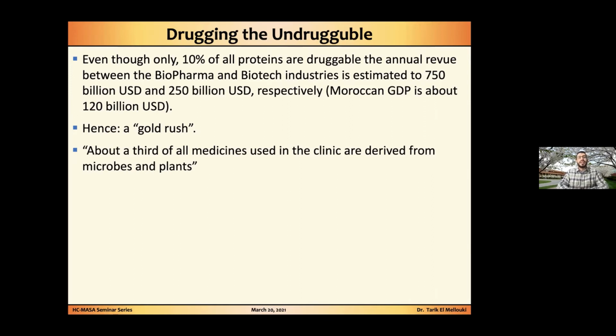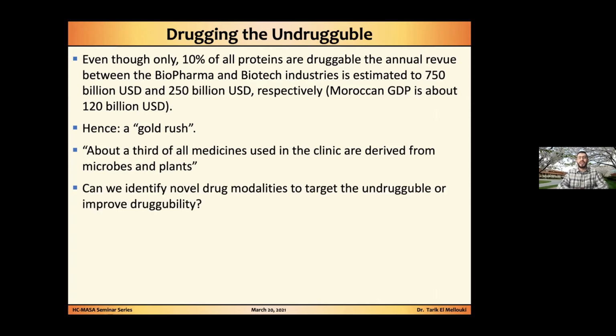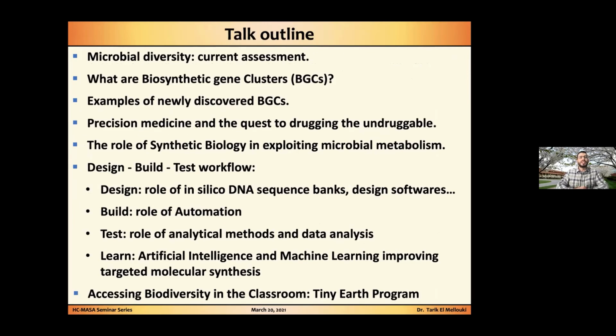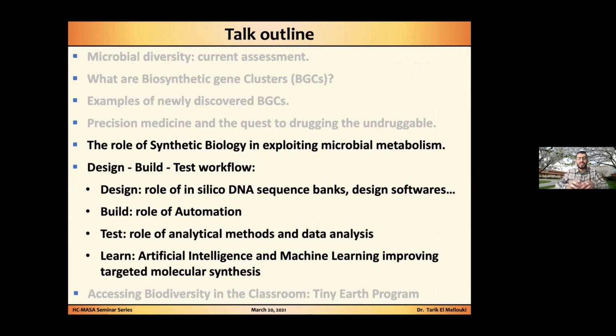What's interesting, and this is evident, is that about a third of all medicines used in the clinic are derived from microbes and plants. And so the ability to exploit novel biosynthetic gene clusters will allow us to identify new drug modalities in the future. So can we identify novel drug modalities? The answer is yes, very likely, especially now with novel approaches to drug discovery, especially the use of microbes and synthetic biology. All right, so this takes me to the next part of my talk, which is a little bit about synthetic biology. I'm not going to go into any details, but this is a field that is poised to transform drug discovery in the future.